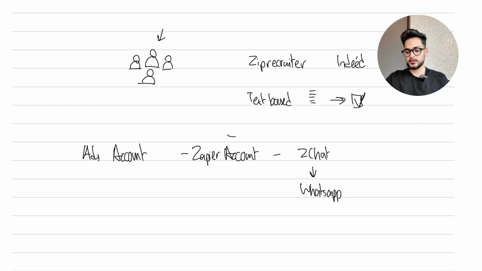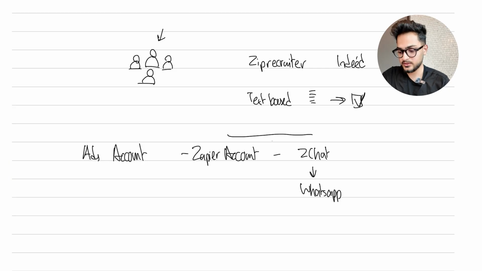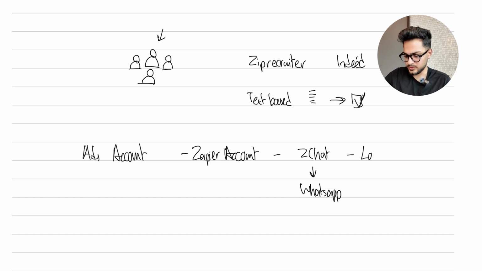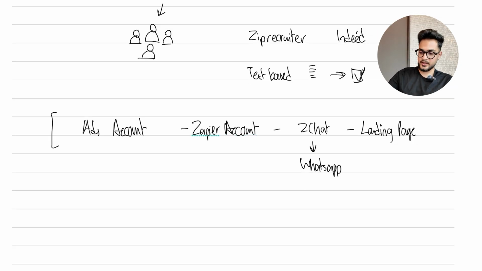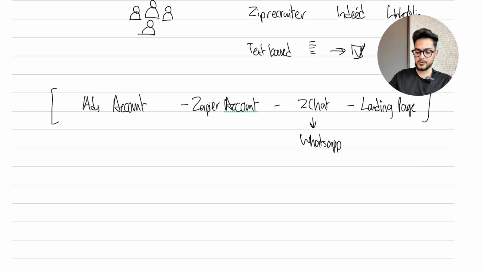Now, these two, theoretically, you can skip if you wanted to, but I'm just telling you my exact setup, so you can replicate this if you want. So we have the ads account, the Zapier account, the 2Chat, and in this case, we also have a very brief landing page. So these are the only things that you need. As long as you can get this set up, you can put the pieces together, and I'll tell you how to do that as well.